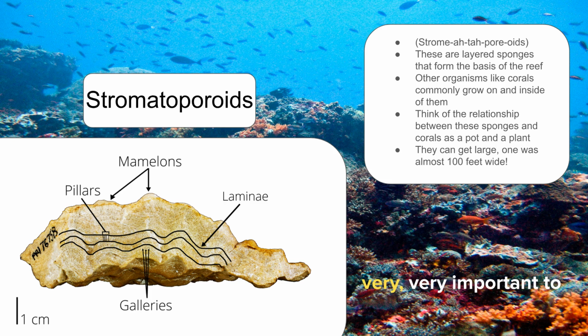These are very, very important to Devonian reef ecosystems. So other organisms will grow on top of and even inside of these stromatoporoids. These guys are what starts a reef off in a particular area, but they can get large, some of them up to 100 feet wide. But they are just some of the most incredible looking things I've ever seen in my life.